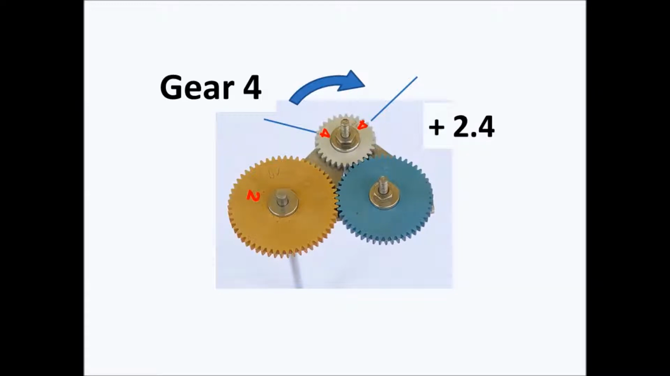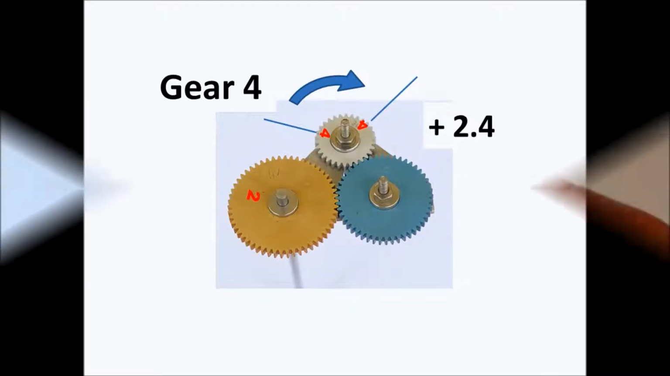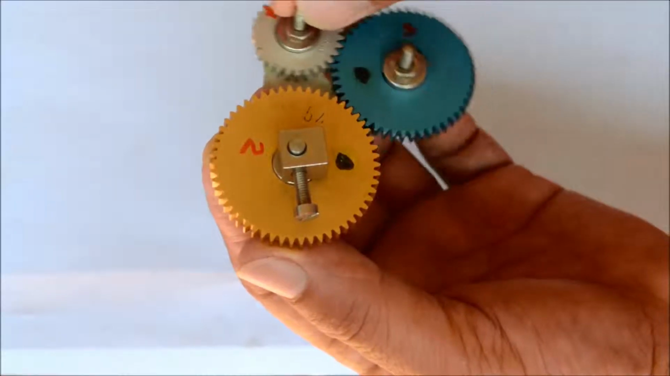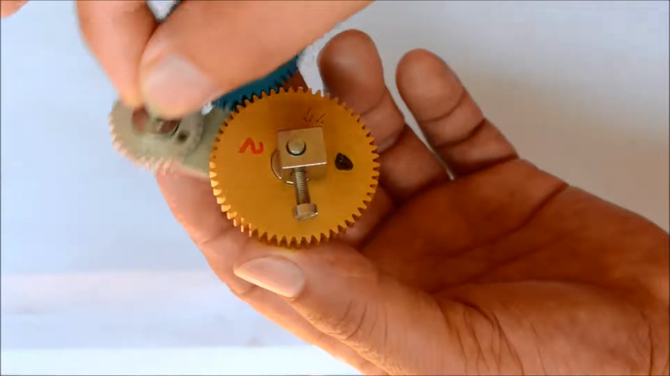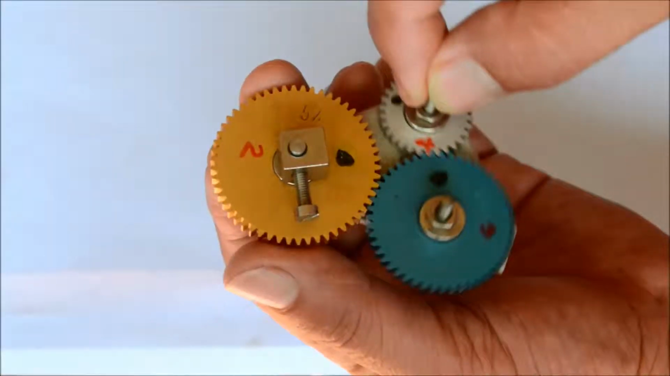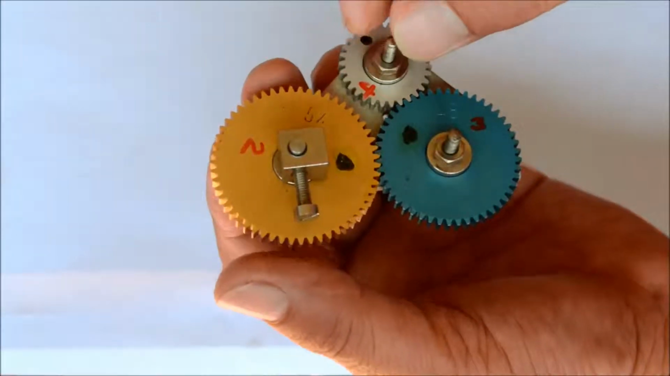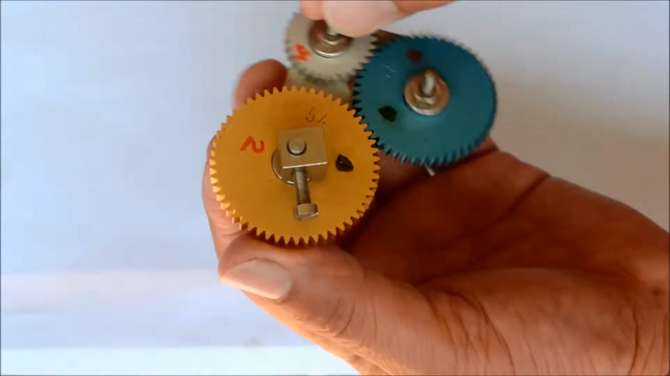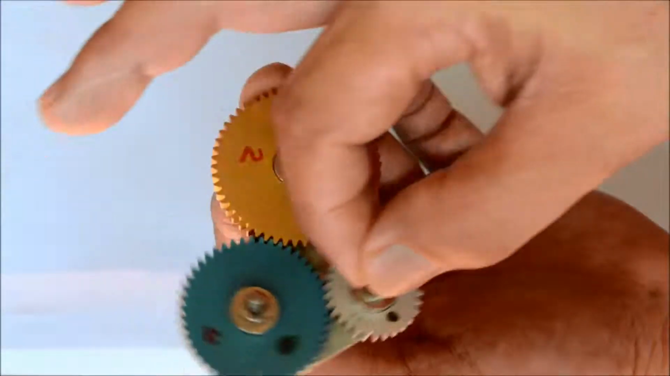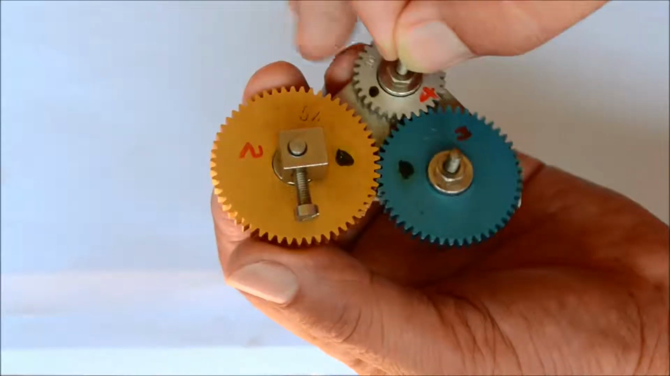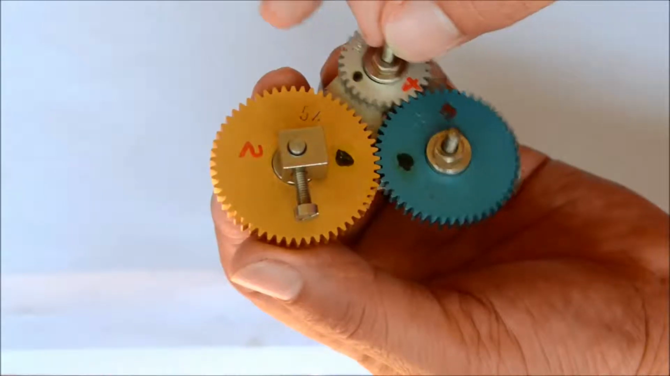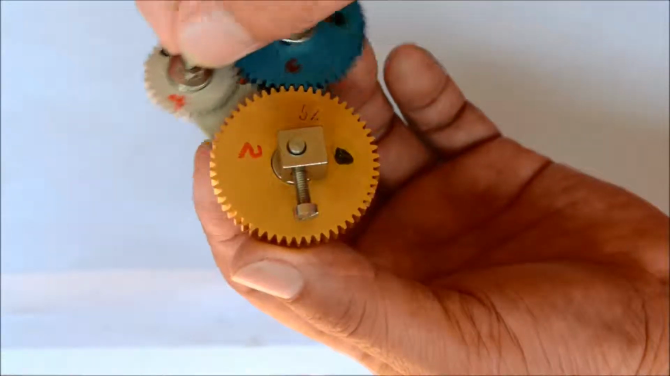Looking at our video again in slow motion, we can actually verify the actual number of rotation of each gear. This is the second rotation of the mechanism. And this is the third rotation of the mechanism.